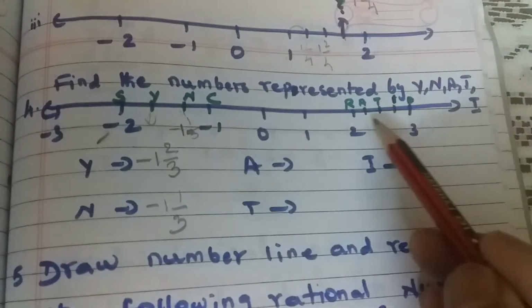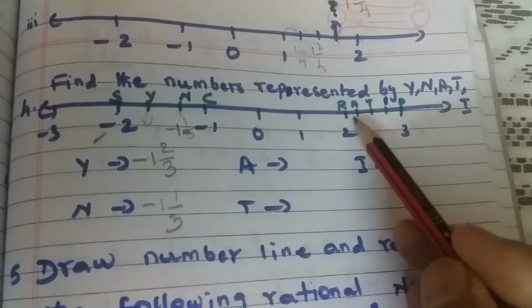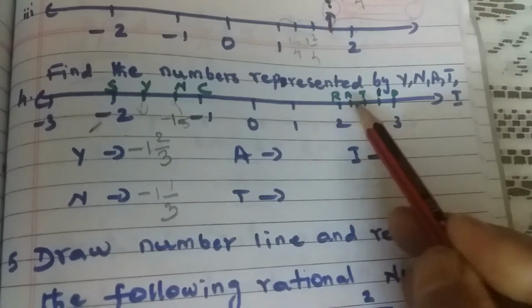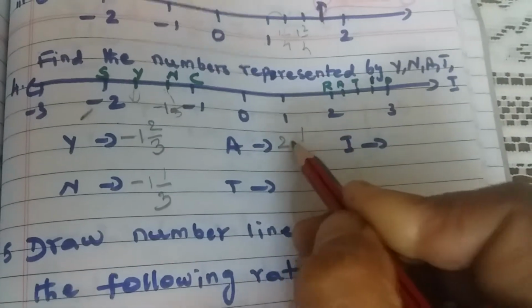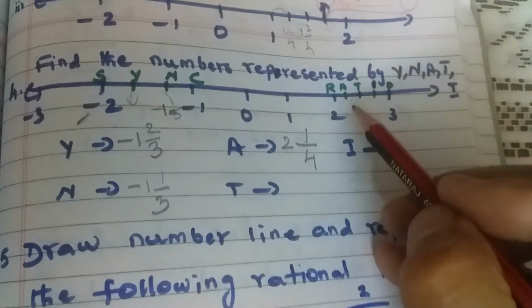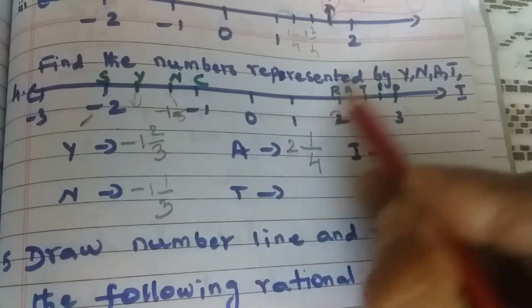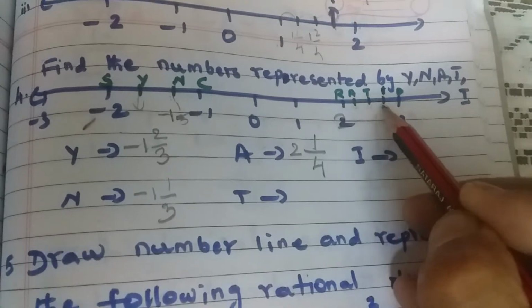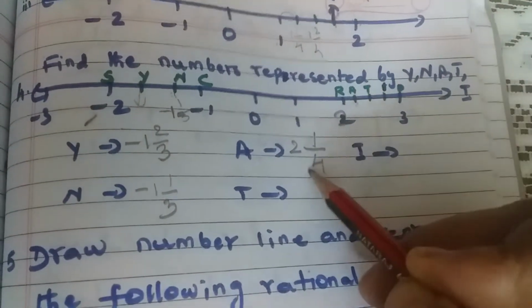Next is A. A is here, between 2 and 3. Between 2 and 3 it is divided into 1, 2, 3, 4 portions, and this is the first portion. So A is represented by the number 2 1 by 4. A represents the number after 2, because it's the positive side. So after 2: 1 by 4, 2 by 4, 3 by 4, and this is 4 by 4. So A is 2 1 by 4.